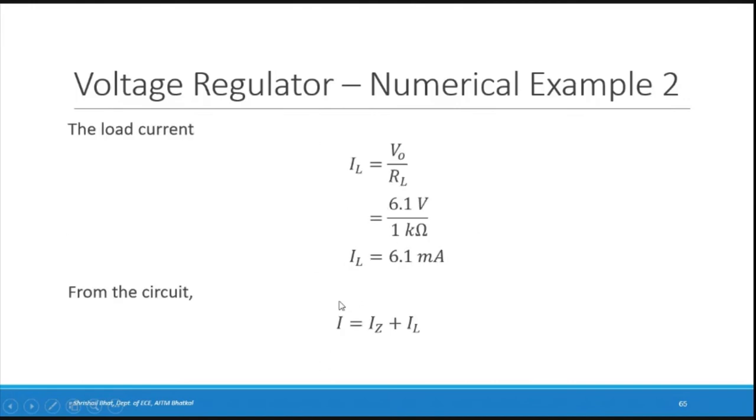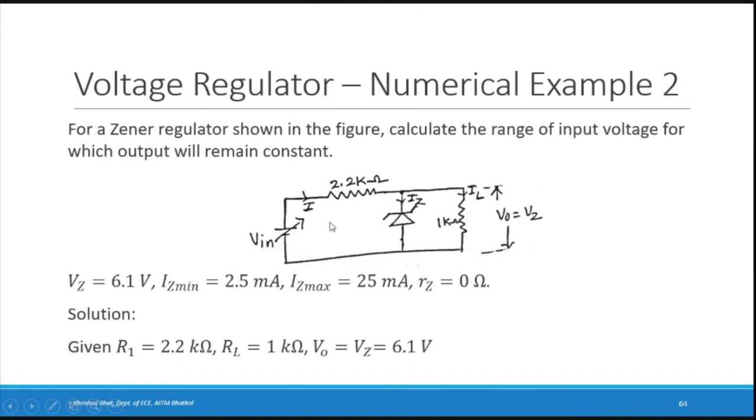For a particular resistance of 2.2k, we have got this minimum value of I and maximum value of I. Now from that we have to find the minimum value of V in and maximum value of V in. So what is V in now? V in is the supply voltage.